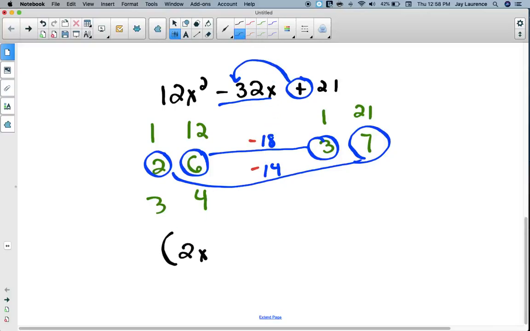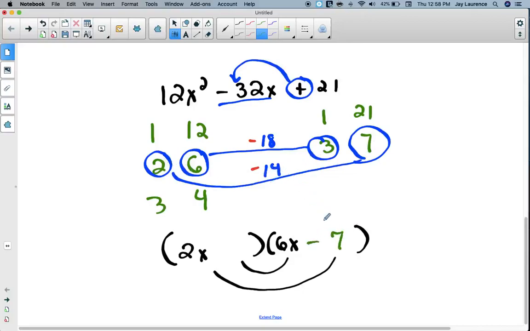So I'm going to have a 2x to start the first quantity and a 6x to start the second quantity. I do my little smile and my big smile. All right, so the 2 got multiplied by a 7, so I need a 7 here. However, I need negative 14, so it's going to be a negative 7. The 6 got multiplied by a 3, but again, I need negative 18. It's going to be a negative 3.